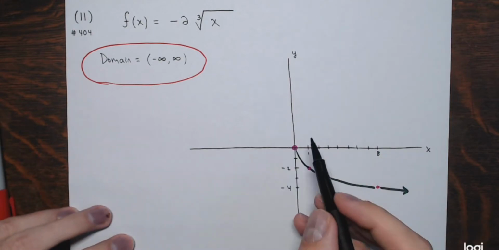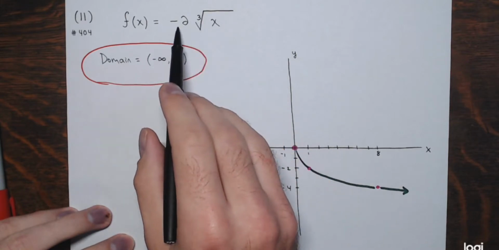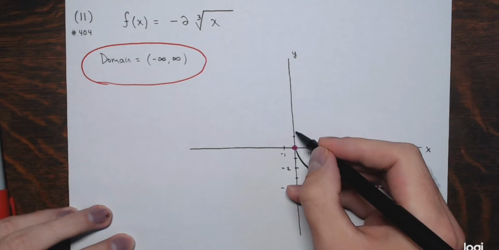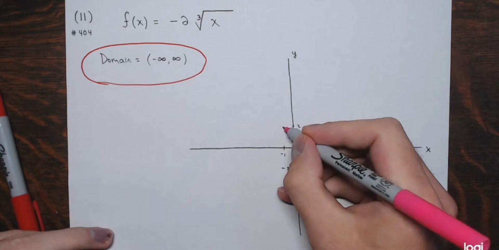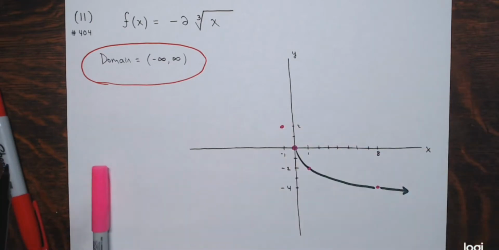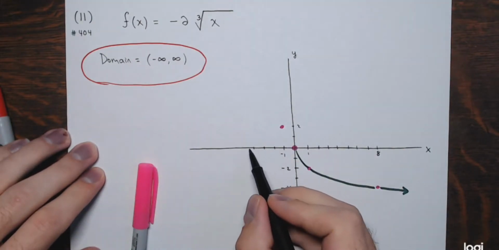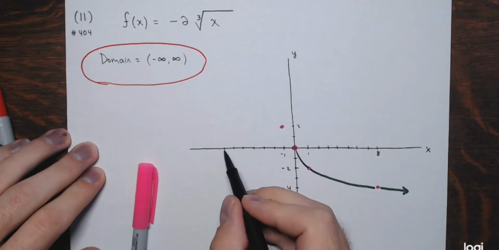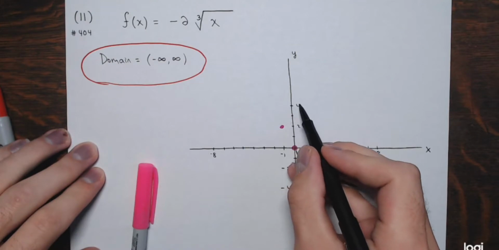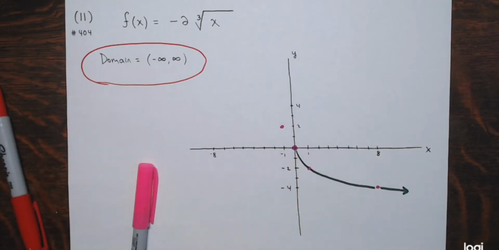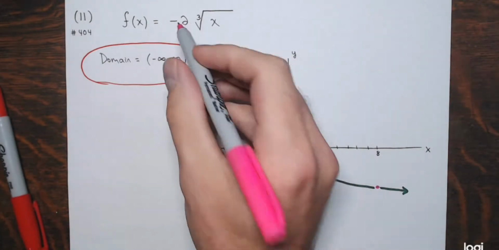Go to the left, if I plugged in negative 1, cube root of negative 1 is negative 1, but then times negative 2 would be positive 2. Input negative 1, output positive 2. And then I input negative 8. The cube root of negative 8 is nice. Input negative 8, output would be positive 4, because the cube root of negative 8 is negative 2, but then times negative 2 would be positive 4.